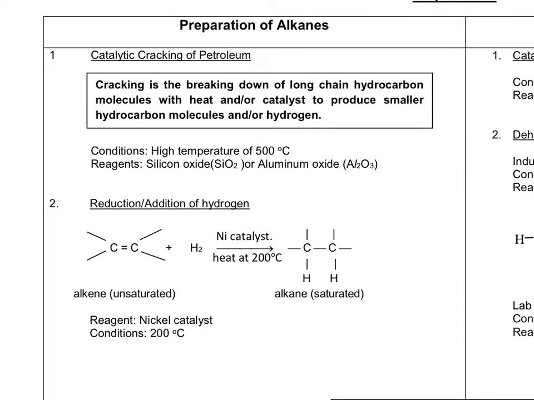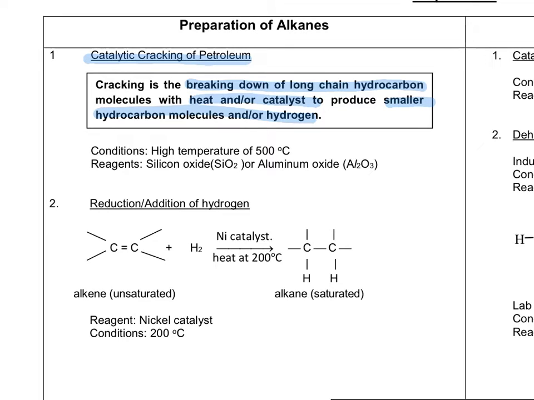Now, there are two ways whereby we can obtain our alkanes. The first method is called the catalytic cracking of petroleum. Basically, cracking is the breaking down of long chain hydrocarbon with heat or catalyst to produce smaller ones and hydrogen. So you have long chain hydrocarbon breaking down to give you the small ones.